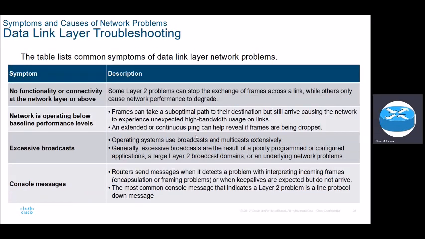Okay, so data link layer: no functionality or connectivity at the network layer or above. The network is operating below baseline performance levels, with excessive broadcasts and console messages. And so, yeah, there's a whole pile of problems that can cause that.